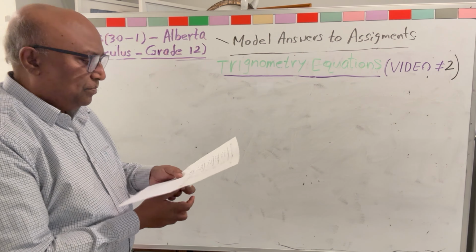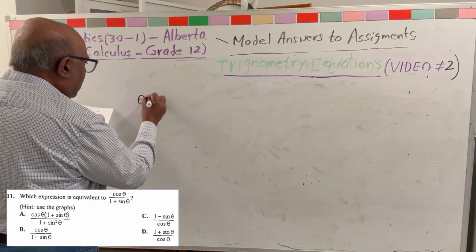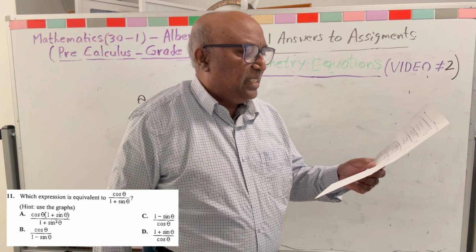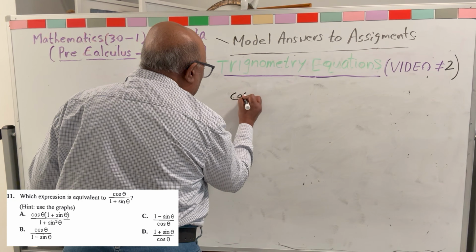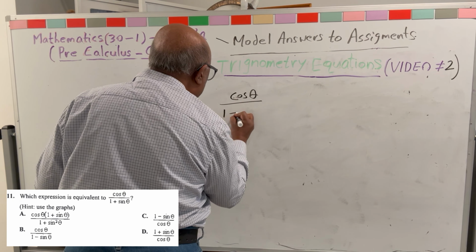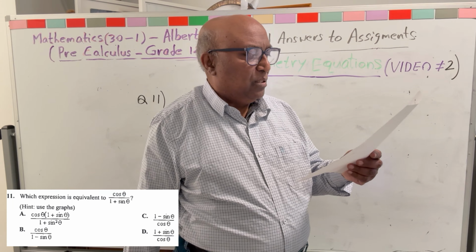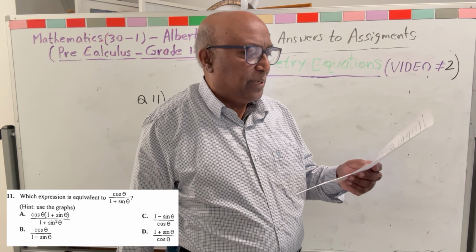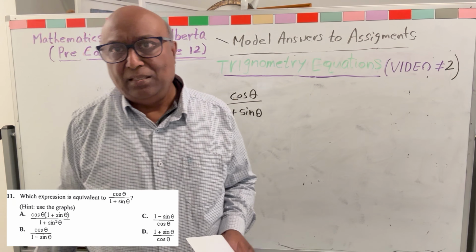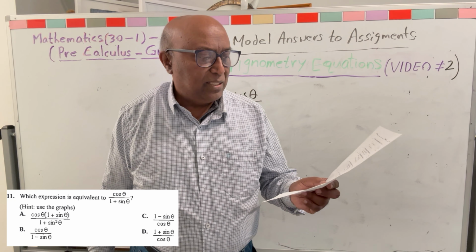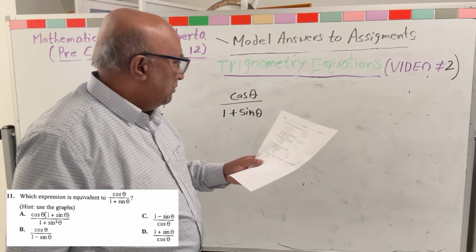Okay, next question. Question number 11. Which expression is equivalent to cos theta upon 1 plus sin theta? They have provided a hint: use the graphs. Yes, that is also one option, but in order to use the graph, you have to check this one by one, A, B, C, D. That is a hint only, that means it is not mandatory to use the graph. Actually, if we use the algebra method, that is easier and we can understand something. Okay, let's use the algebra method.